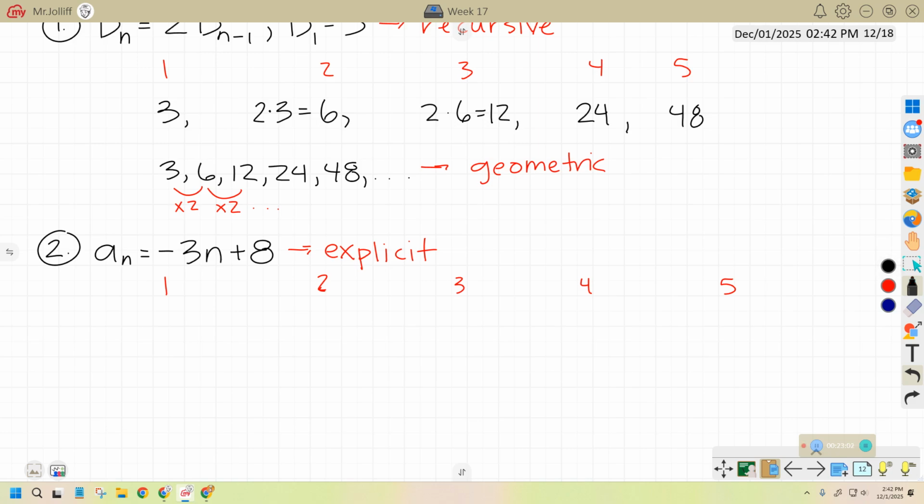So a1 is going to be negative 3 times 1 plus 8, which I'm pretty sure is going to be 5. I see some nodding. Good. And then same thing down the chain. The next one's going to be negative 3 times 2 plus 8, which is 2. Okay, good. And then negative 3 times 3. Bruno's found the pattern. We're subtracting 3, so the next one would be negative 4, negative 7.